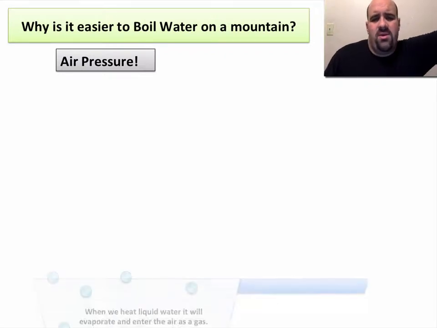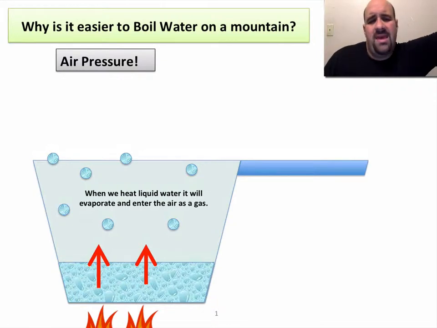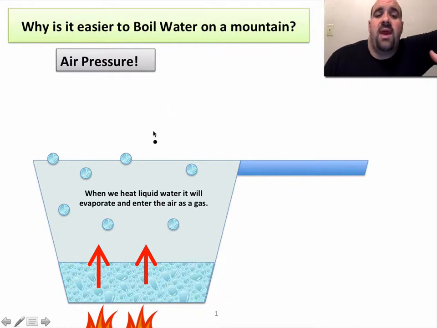We're going to start with water boiling. When we heat up a pot of water, the water is going to boil, evaporate, and enter the air as a gas. Actual particles of water leave the liquid and turn into a gas, and they run off into the atmosphere environment. But as we know, when we study air, pressure is real, and it's pushing down on us.